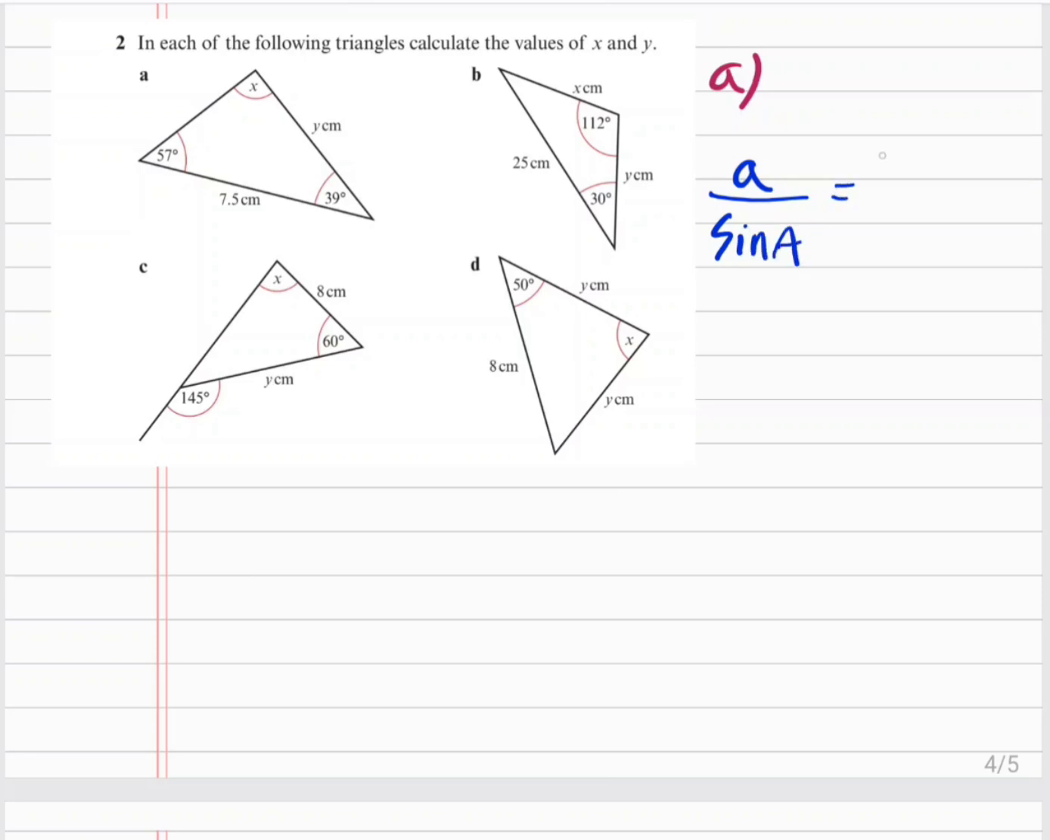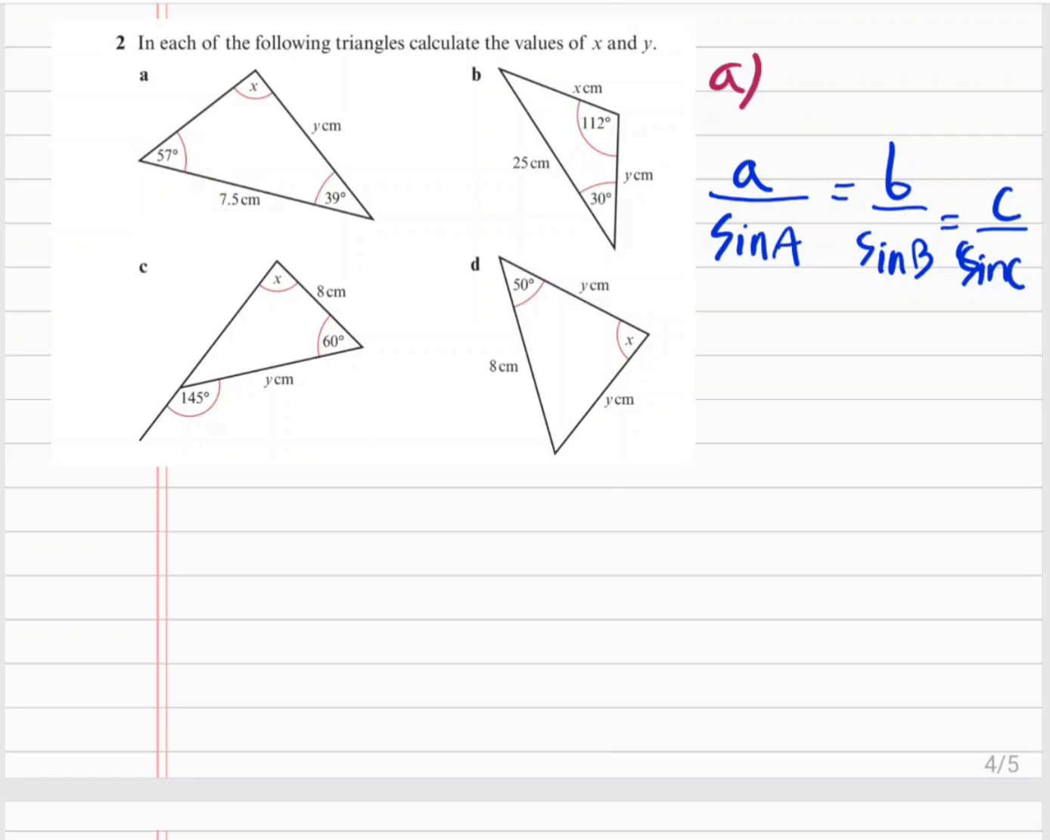a over sine A is equal to b over sine B is equal to c over sine C, where a, b, and c are the side lengths, and the capital letters represent the angles. The idea is that we only need to form two fractions and set them equal to each other. Even though the actual formula has three fractions, we only need two of them.